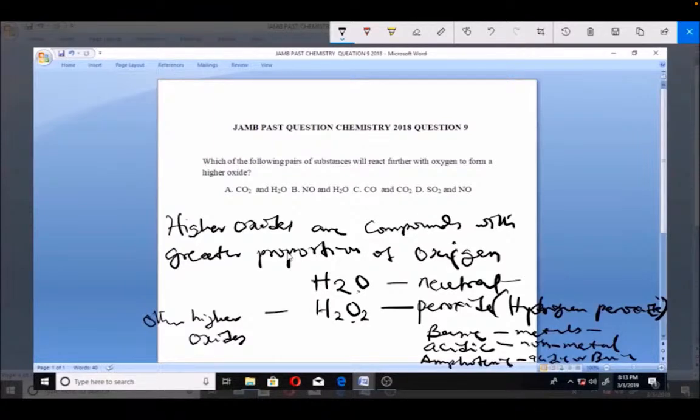But here in this question, they are asking which of these pairs will react further with oxygen to form a higher oxide. So there are higher oxides like this peroxide. Whenever you have something like this, there is a higher proportion of oxygen. So you can get this by having more oxidation of the normal oxides. When you oxidize them more, when they have more oxygen, they can form higher oxides. So which are the oxidizing agents here that can help you have such greater amounts of oxygen?